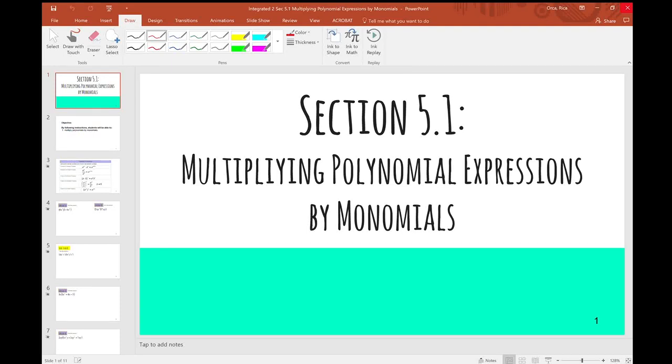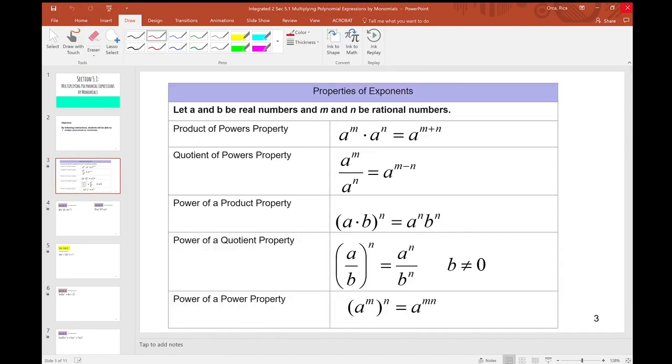Welcome back, class. Today we're going to look at section 5.1. It's called Multiplying Polynomial Expressions by Monomials. And before we start multiplying polynomial expressions, let's go ahead and review some properties that you might have learned in the past.